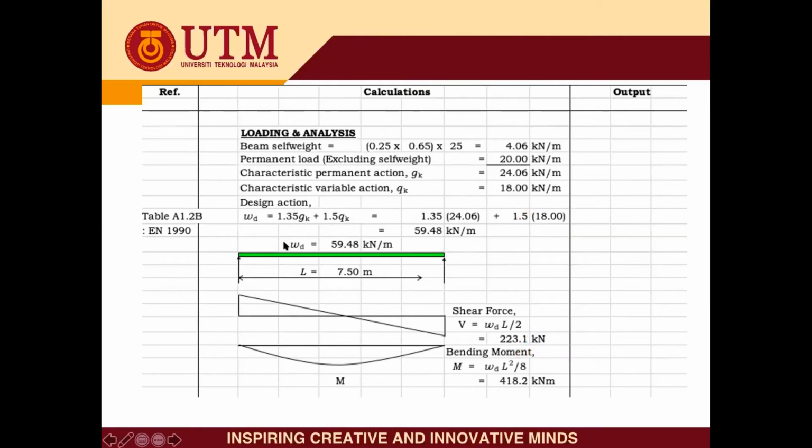Therefore, now you can calculate the design action with this formula: 1.35 GK, this is GK, and QK. So you get 59.48. Then you can do the analysis. Last time I gave you this one to do the analysis, and now you know how to get the design action. This is how we get the design action.